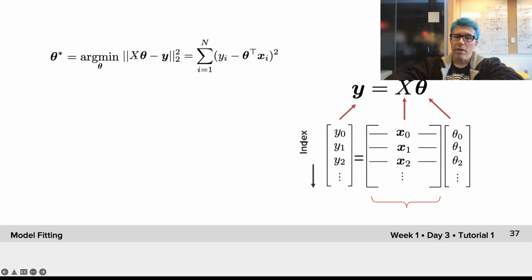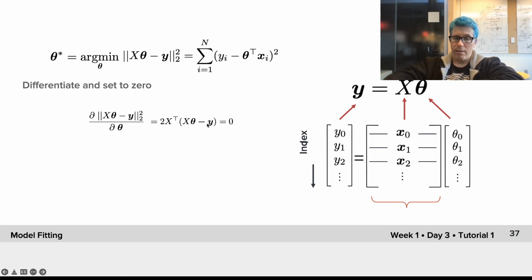So here we have x times theta minus y, and then we have the 2 norm of that. That is the error here. And this is just the sum over all i of yi minus theta transposed xi. That's the prediction of the corresponding dimension of y. Now, as before, we can, for each dimension, differentiate this, set it to 0. So here we have 2x transpose times x theta minus y, just applying the chain rule.